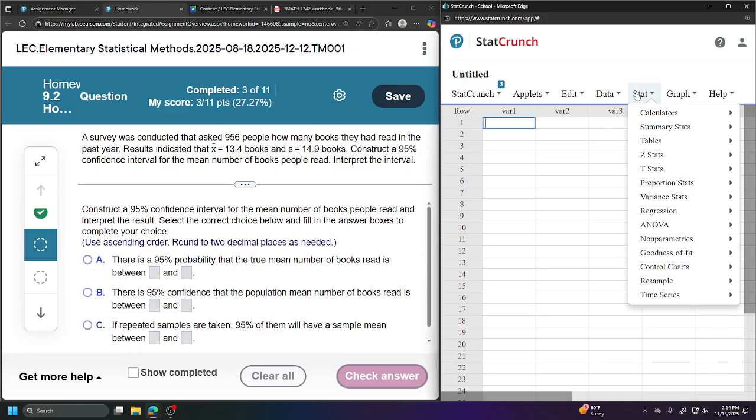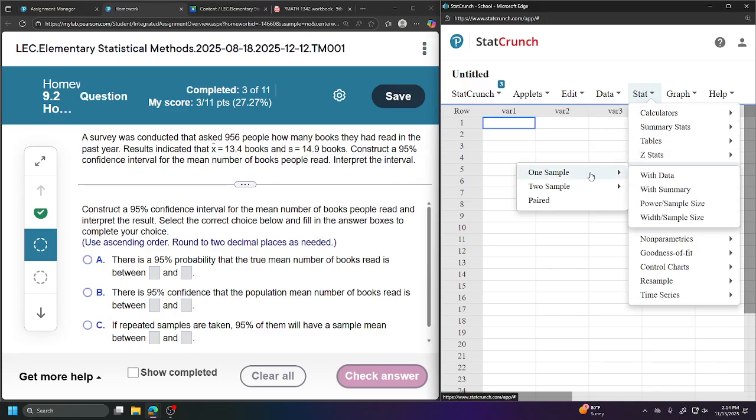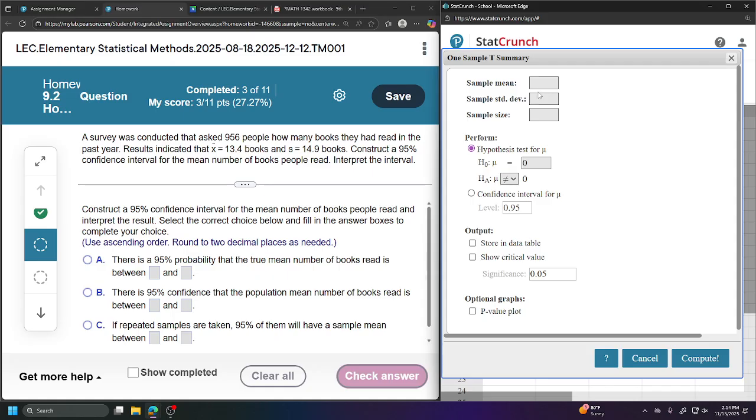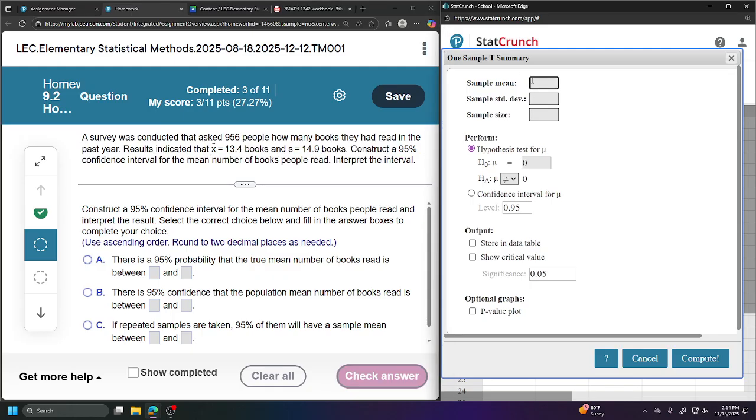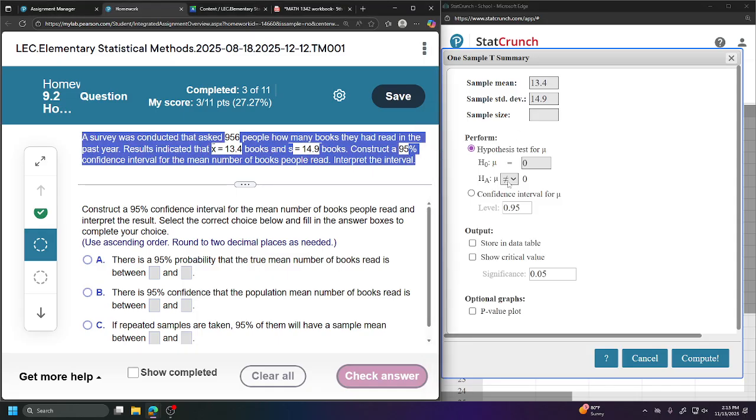Okay. So here we go. I'm going to do Stat, T Stats, One Sample, with Summary. So this is the big one. This is the usual thing that we did at the end a whole lot. And I have a mean. What would be my mean? Look around here at my numbers. Which one would be the mean, the average? Yeah, the x-bar part. Exactly. 13.4. Sample standard deviation. Yep. There you go. And then sample size. You can see we only got 4 numbers, right? So which one's the sample size?